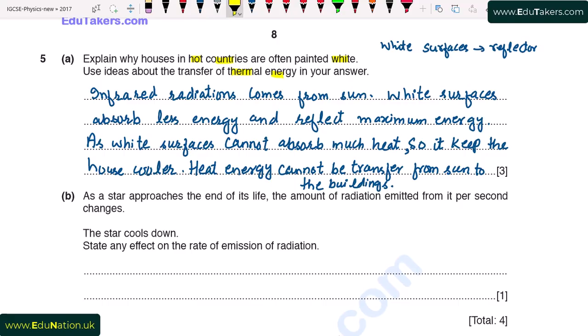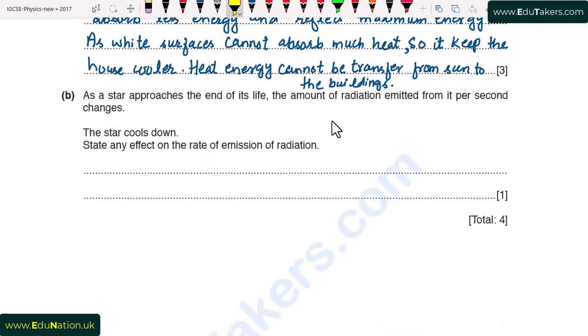Part B. As the star approaches the end of its life, the amount of radiation emitted from it per second changes. The star cools down. State any effect on the rate of emission of radiation. So first of all, I consider two objects. Here it is the first object and it is the second one.